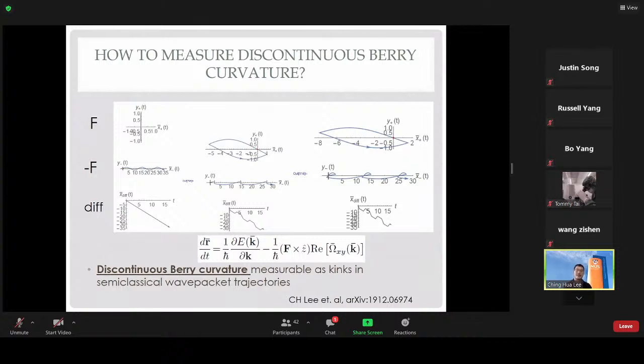So the measurement can be done through semi-classical transport of wave packets. I mean, we haven't done it, of course, because we are a theory group, but this is work in progress, and we are trying to work with collaborators on some semi-classical transport experiments where this discontinuous Berry curvature actually shows up as kinks in the path, because the anomalous velocity which comes from the Berry curvature will suddenly have a discontinuity whenever the wave packet passes by certain momentum points.